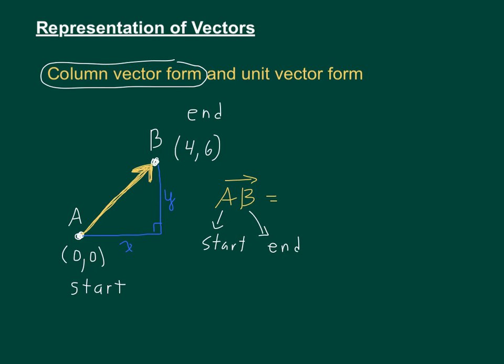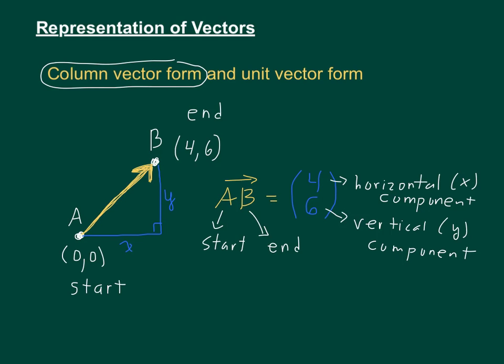So to write this as a column vector, it looks like a big parenthesis, and we're going to put the x component up top and the y component on the bottom. So let's just jot down that this is really the x and the y component. The x component we call the horizontal component, and the y component we call the vertical component. Notice this is not a fraction, it's not 4 divided by 6, it's 4 on top of 6. So when we express our vectors in column vector form, it's a column, right? So you have the x up top, and then you always have the y on the bottom.